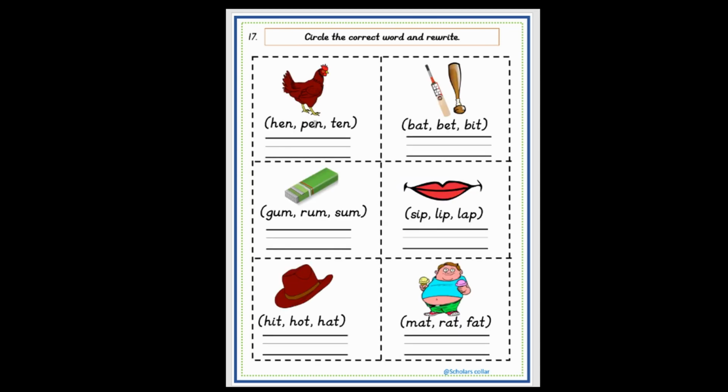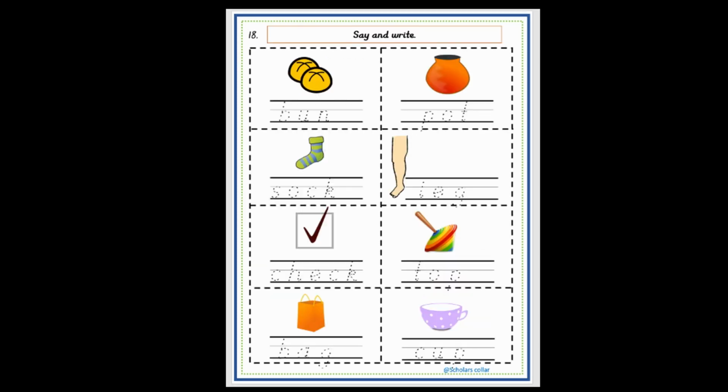Next, you're going to read all three words and see if any of the words match the picture. So it's hen. That matches. We stop right there, and then you're going to just write as is here. Next is say and write.